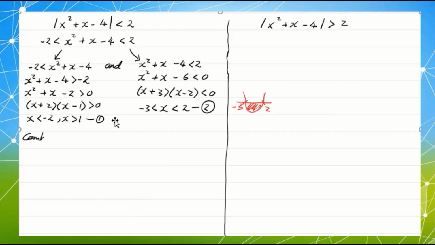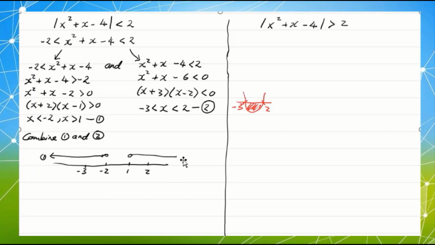Now we need to combine these two inequalities by using AND. So first, we use a number line to help us. So first we mark the critical values, -3, -2, 1, and 2. Now for the first inequality, x less than -2 and x greater than 1. Then for the second inequality, x between -3 up to 2.